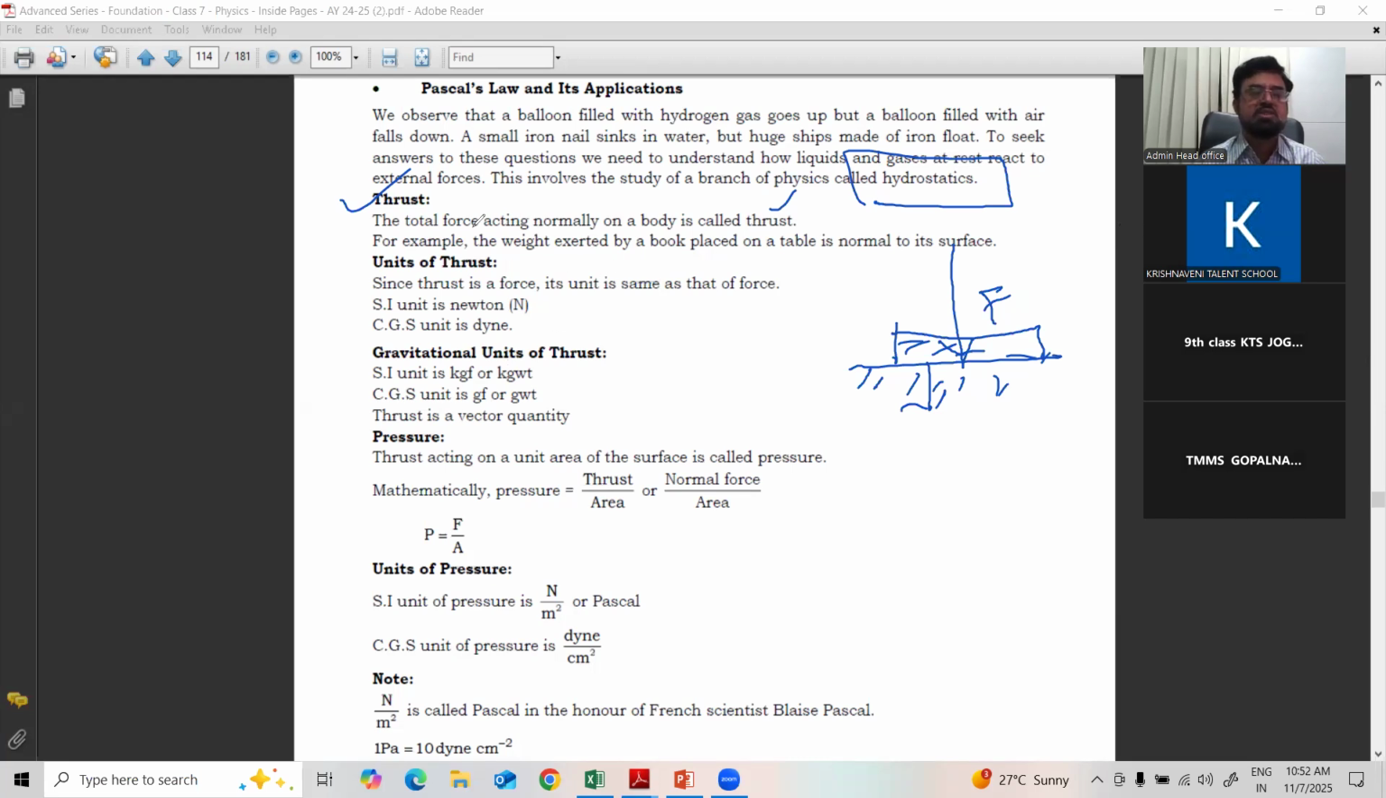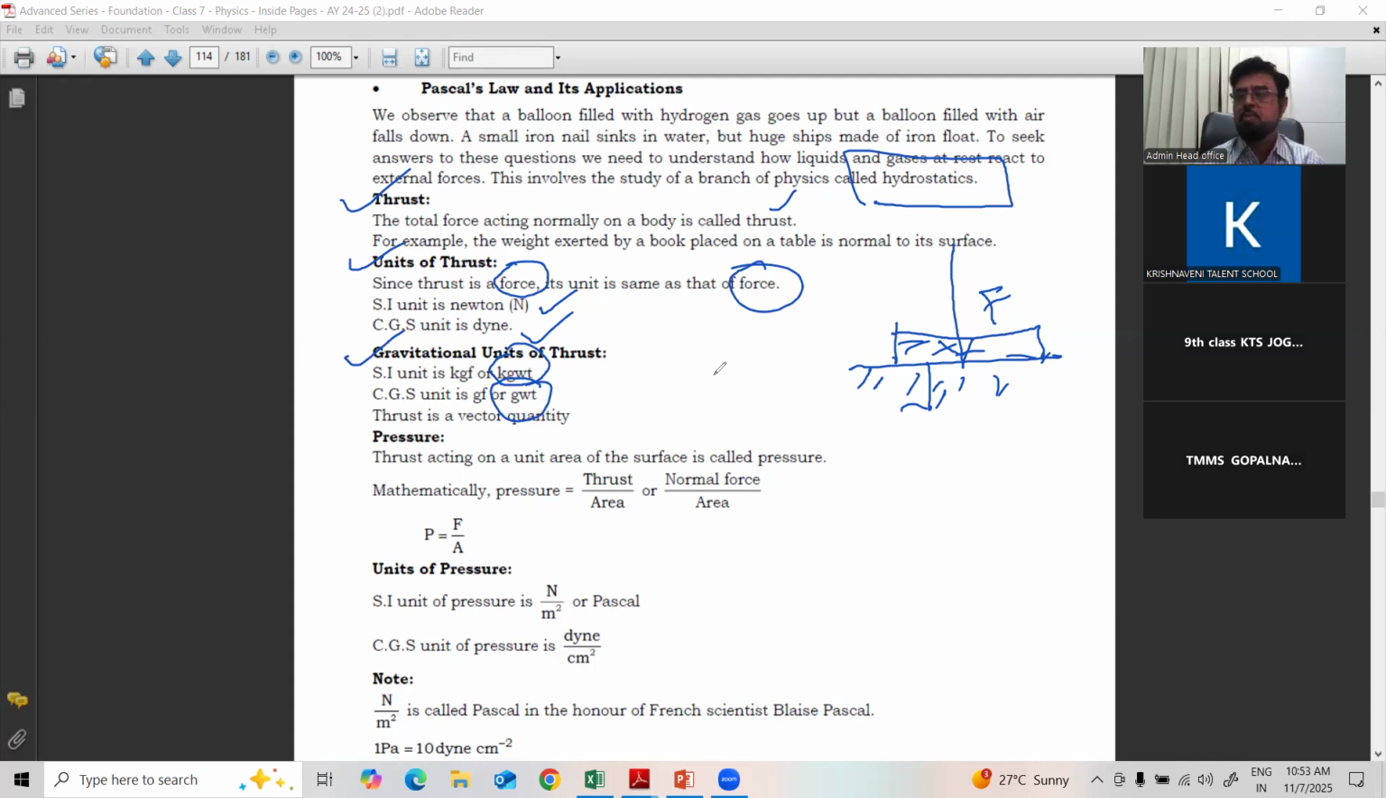What are the units of thrust here? Thrust is nothing but force only. Since thrust is a force, its units are the same as force. That is Newton or dyne. Newton in the MKS or SI system, dyne in the CGS system. Another unit is the gravitational unit: when a body is affected by gravitational force, it is measured in kg weight or gram weight.